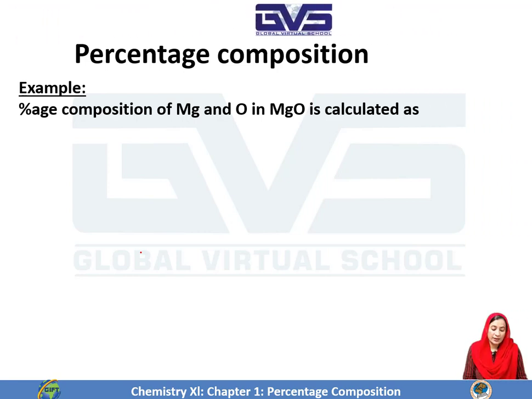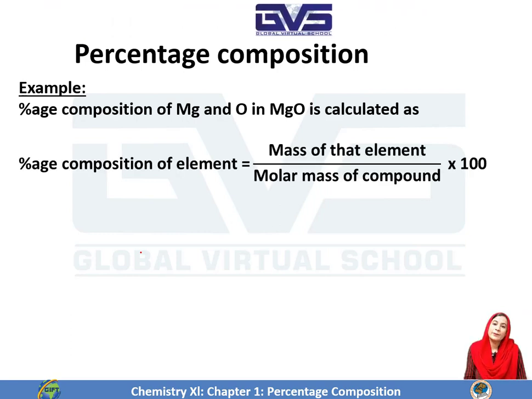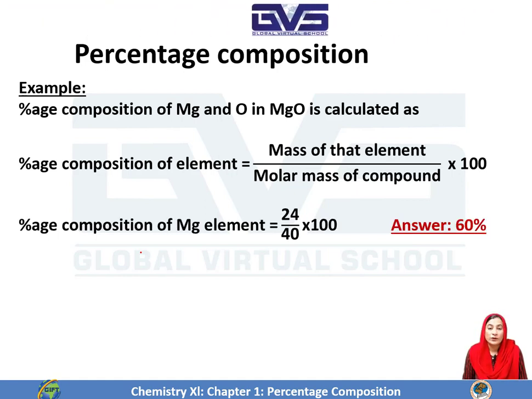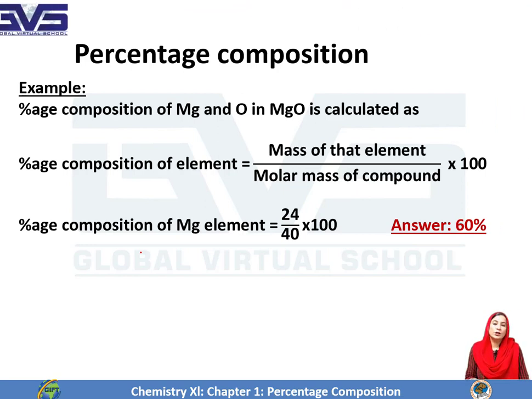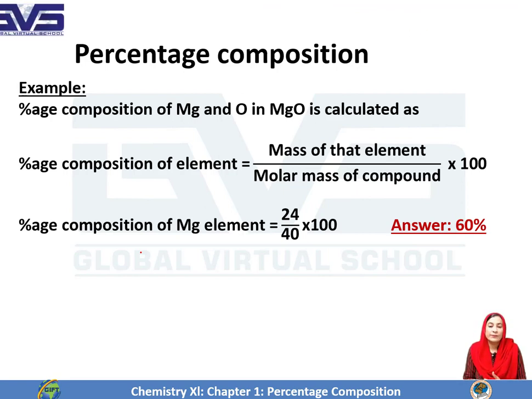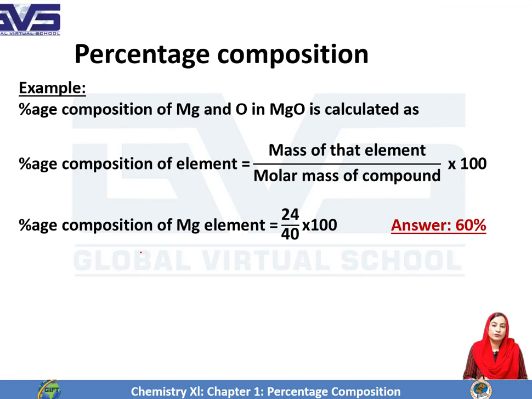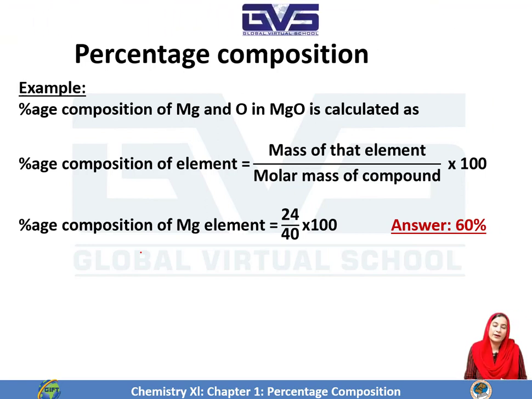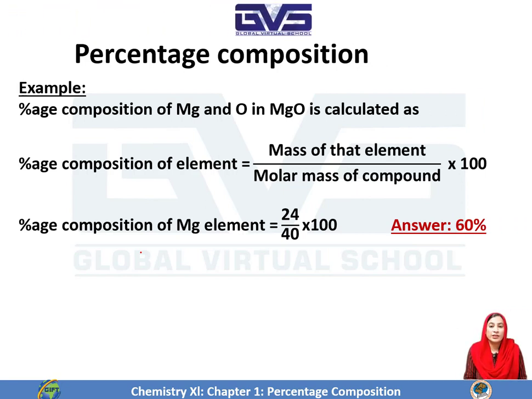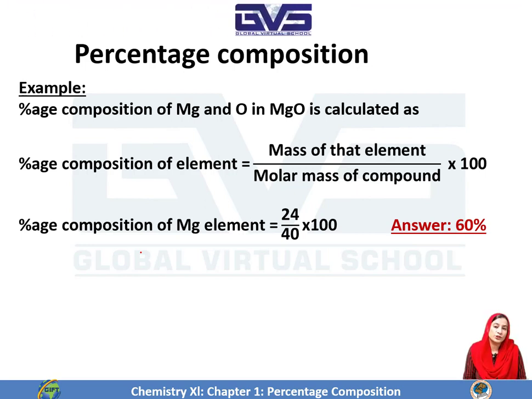The equation is mass of that particular element divided by total mass of compound multiplied by 100. The mass of magnesium is 24 gram per mole and the mass of oxygen is 16. So the mass of the total compound will be 24 plus 16, that is 40. So the percentage of magnesium will be 24 divided by 40 multiplied by 100. The answer is 60%. It means magnesium in magnesium oxide is 60% by mass. And what will be the percentage composition of oxygen?